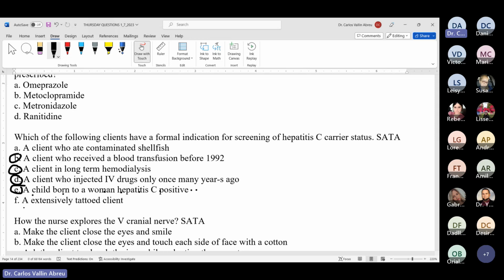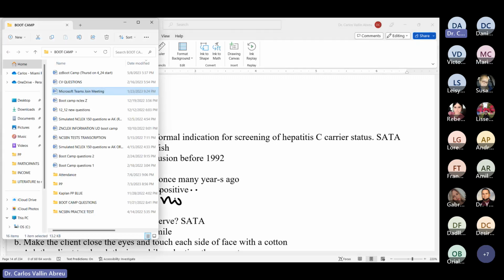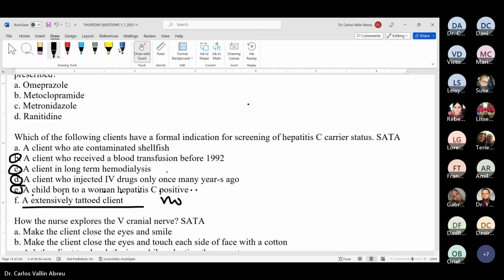And what about this? An extensively tattooed client. The answer is no. Okay, I didn't know that. Okay, I'm an old person and I'm prejudiced. My generation is prejudiced with the tattoos, that did not exist a long time ago. But I had to go and make a review.